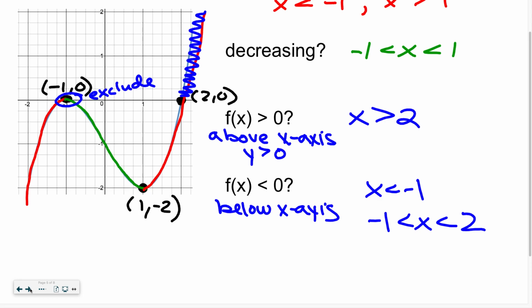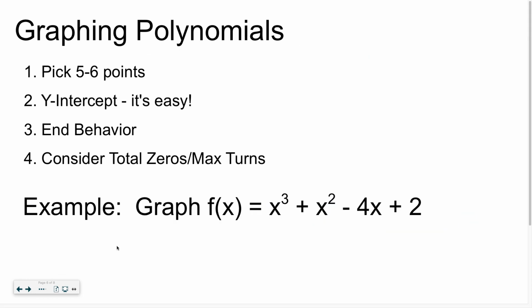We're going to talk about graphing polynomials next, so jot these 3 things down. This is what I want you to do for today for graphing polynomials. You're going to pick 5 to 6 points.